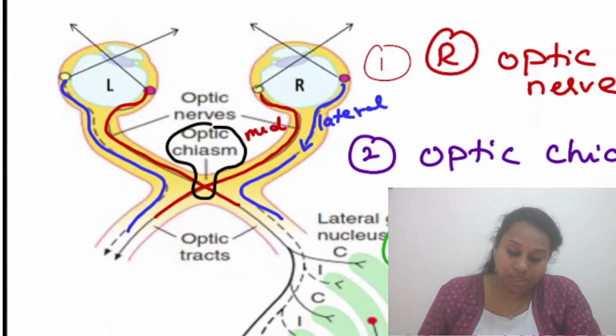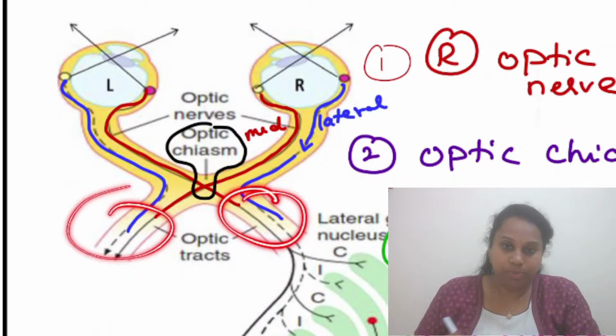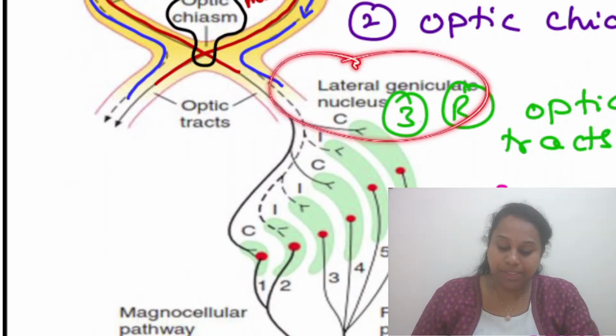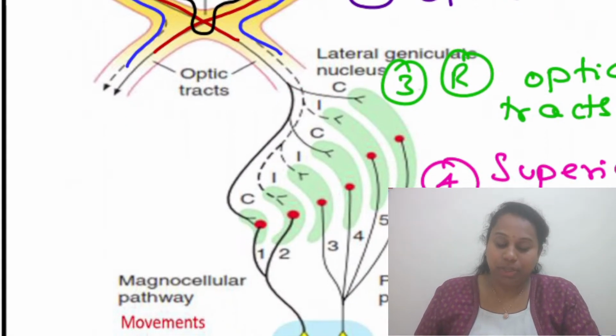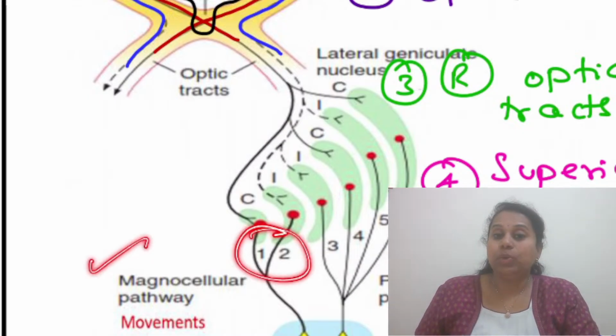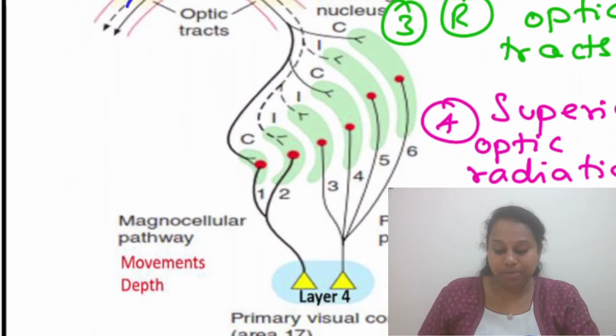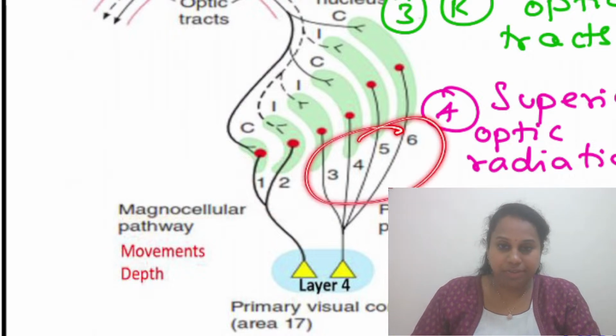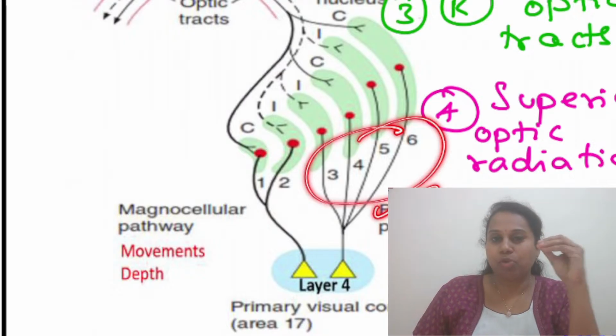Over to optic tracts. So after crossing, they form the optic tracts. So this is the right side optic tract and the left side optic tract. Optic tract reaches the lateral geniculate nucleus of the thalamus. At lateral geniculate nucleus of thalamus, there are 6 layers. Layer 1 and 2 form the magnocellular pathway. Magno means big. So it is responsible for carrying bigger movements and bigger depth. Layers 3, 4, 5, 6, they form the parvocellular pathway. Parvo means small. So this is responsible for smaller details.